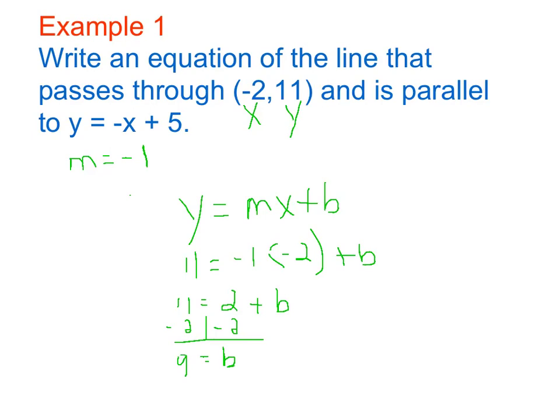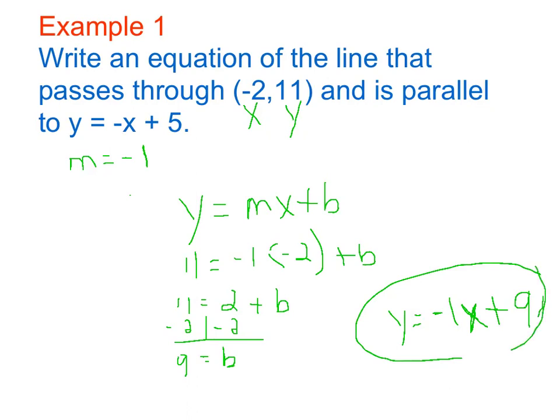So if we wrote our equation, we've got y equals negative 1x, because that's the slope, has to be the same, so the slope needs to be negative 1, and our y-intercept, or b value, is 9. So the equation of the line that passes through the point negative 2, 11 and is parallel to y equals negative x plus 5 is circled here in green, y equals negative 1x plus 9.